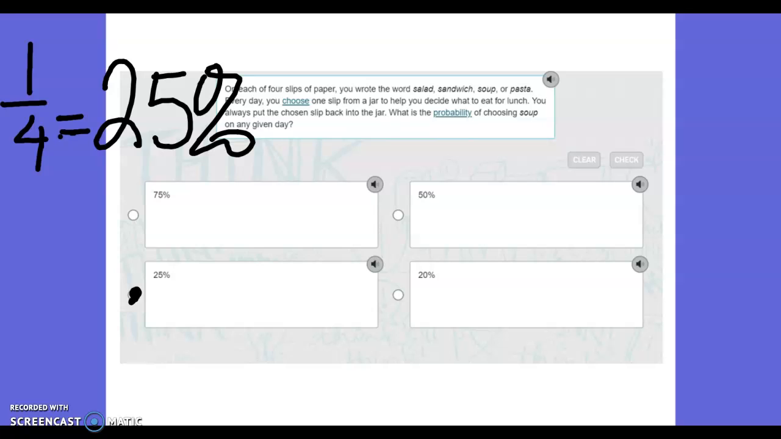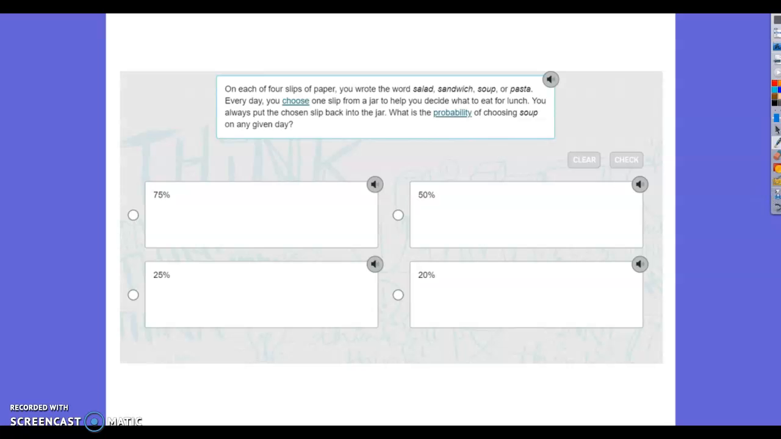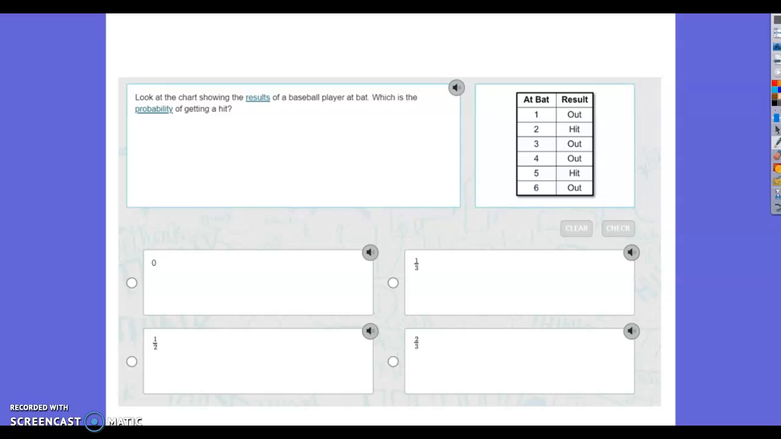All right, let's move on. I'm going to clear our screen. Okay, clear my annotations. So next, we have the next one. It says, look at the chart showing the results of a baseball player at bat. Okay, so this baseball player, she is at bat, it looks to be 6 different times. What is the probability that that person will get a hit based on their results?